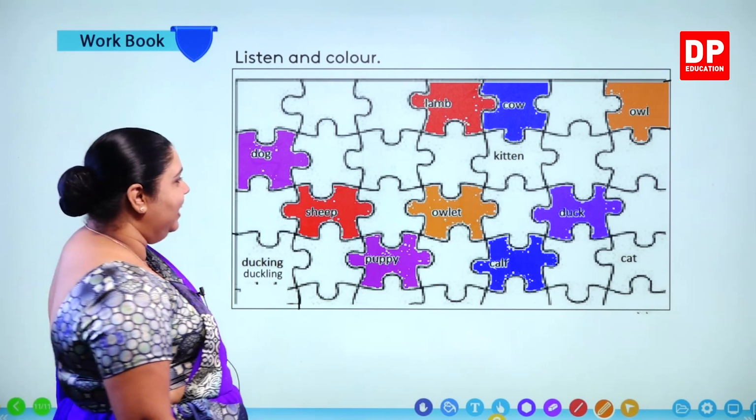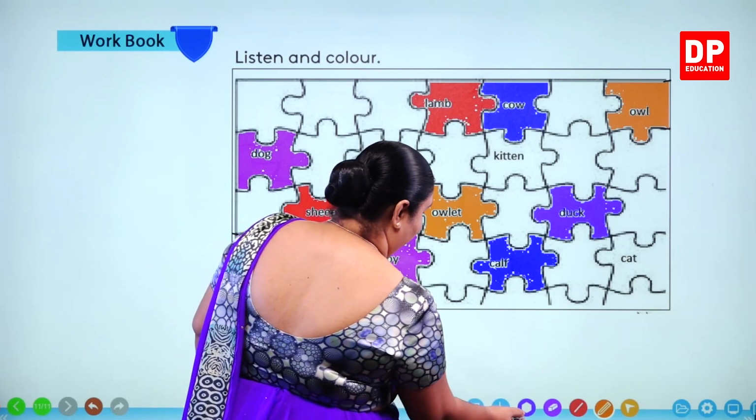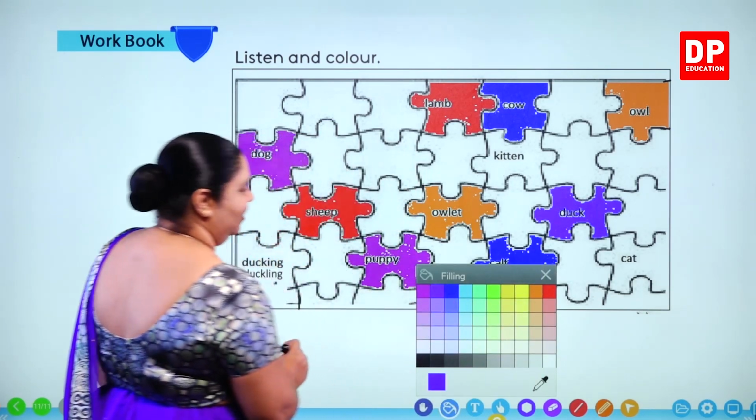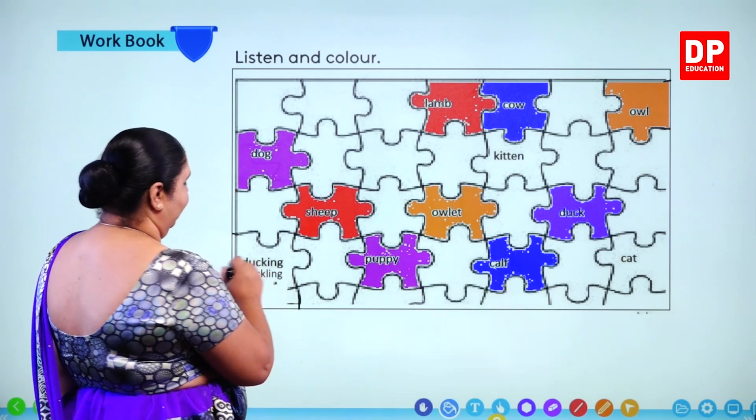So, shall we color that? The duck, we have taken purple color, right? So, the duckling, I'm going to color my duckling, which is over here. Can you see? Duck and the duckling. So, dog and puppy, sheep and lamb, cow and calf, owl and owlet, duck and duckling.